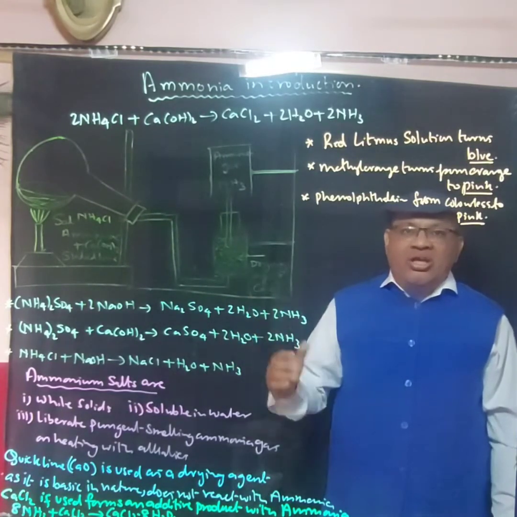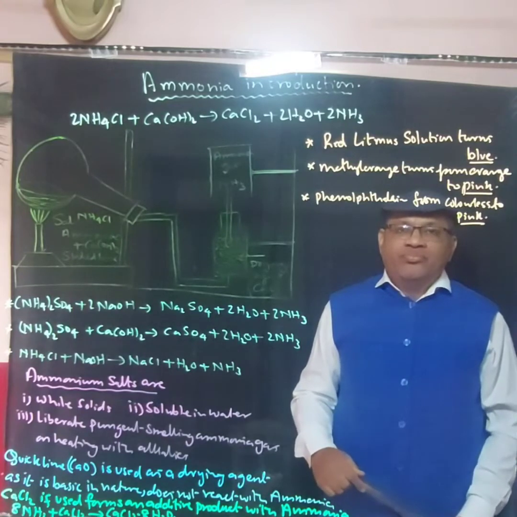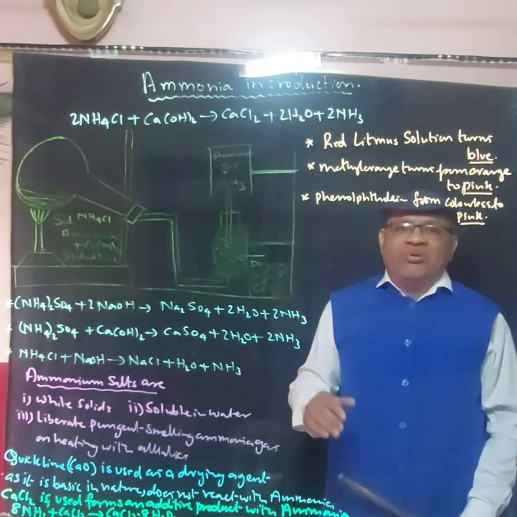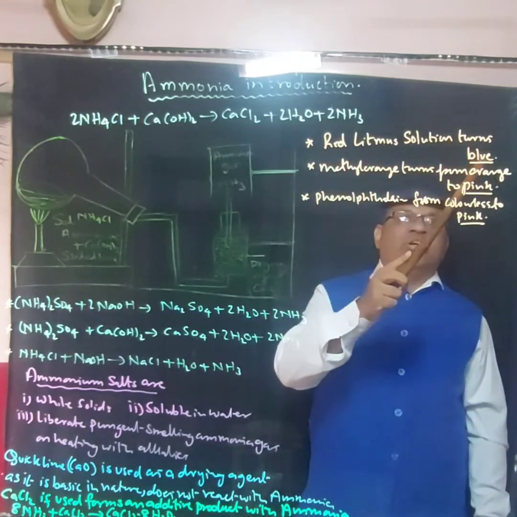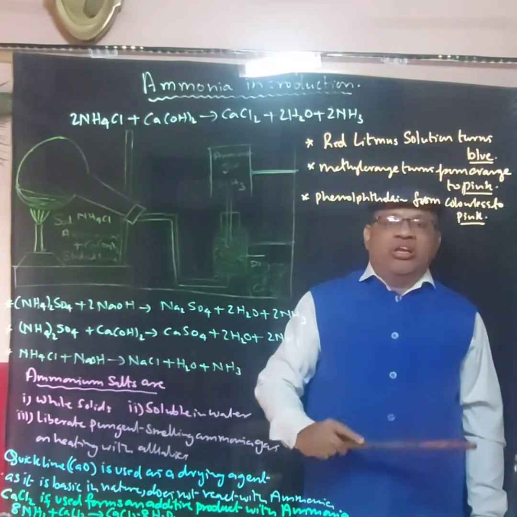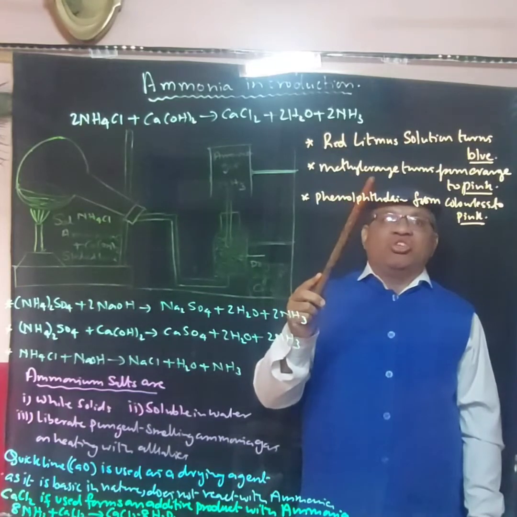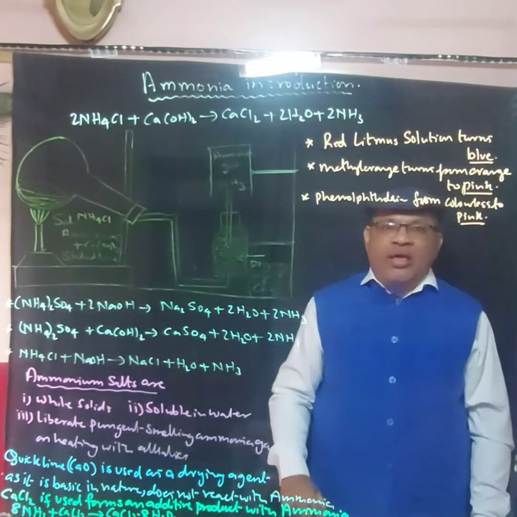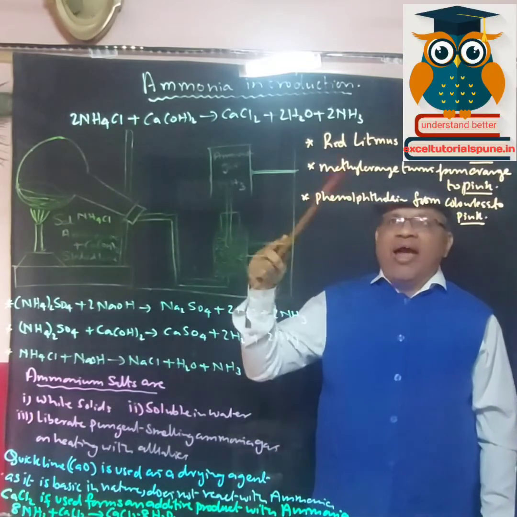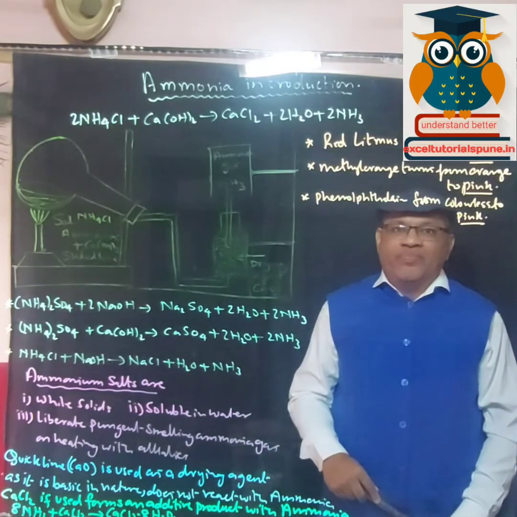Now regarding the litmus solution, red litmus solution turns blue. This is the litmus test. Then methyl orange turns pink. Then phenolphthalein turns from colorless to pink. So that's how we identify ammonia gas.